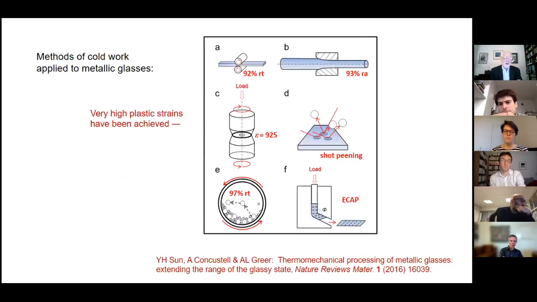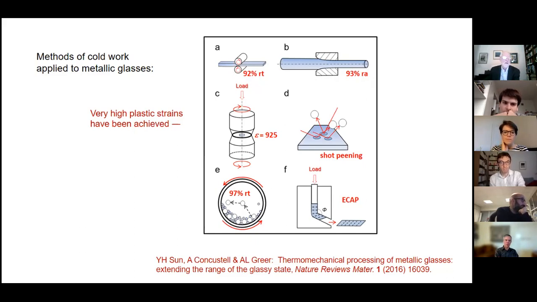You might be surprised to know that metallic glasses can be extremely heavily deformed. So just to give you some headline figures, this is the idea of rolling a sheet between two rollers. You can roll to 92% reduction in thickness, so your final thickness is only 8% of what you started with. Or you can draw metallic glass wires, so your final cross-sectional area is only 7% of what you started with. So these things are capable of being very heavily deformed.